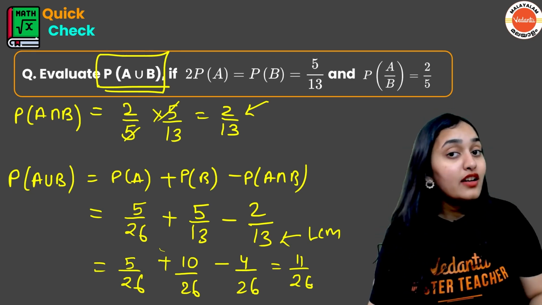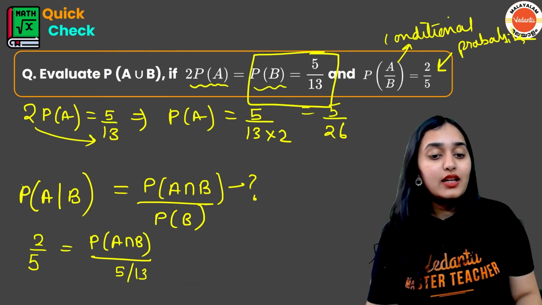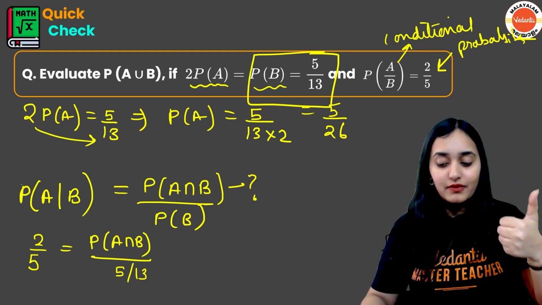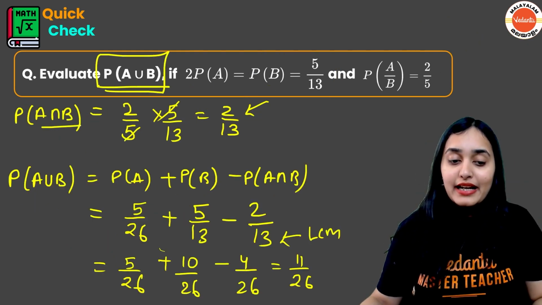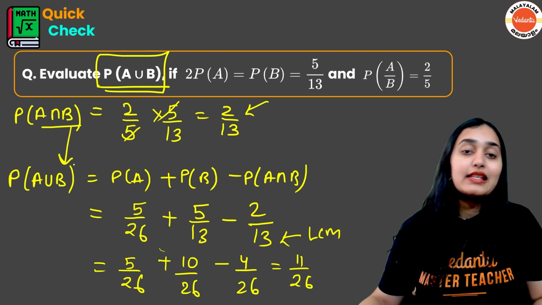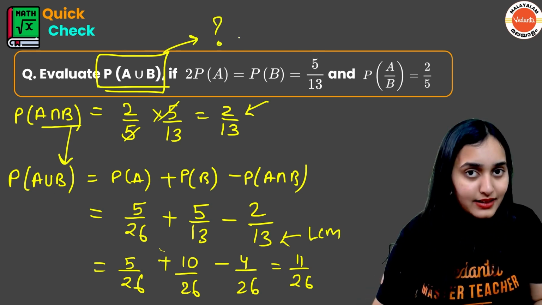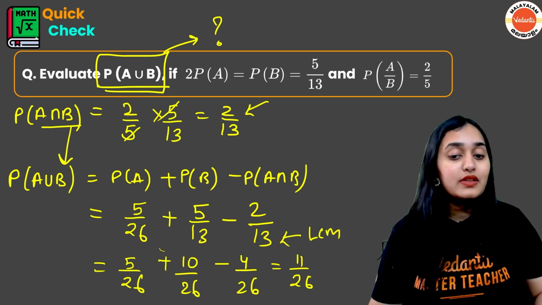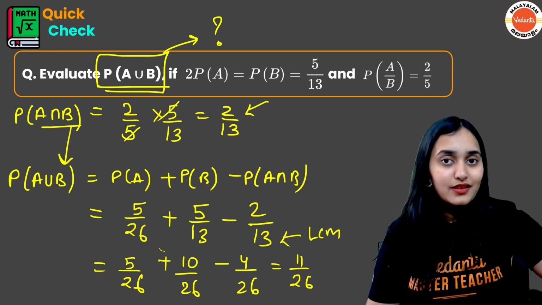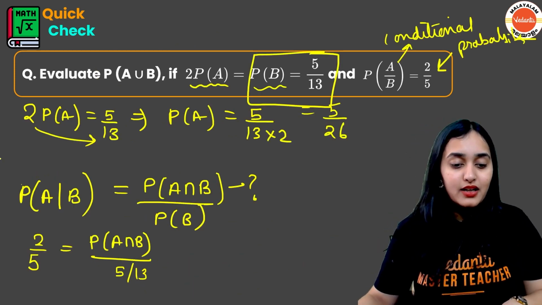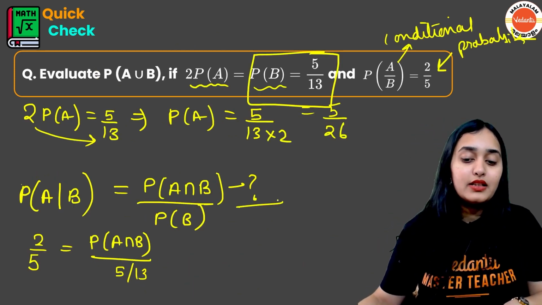Clear to all of you? How to get A union B? First, we will find out A intersection B, because A intersection B will give us A union B, and A union B is asked in the question. Clear how we are using all these values given in the question and the conditional probability formula. This formula is for conditional probability, this one.